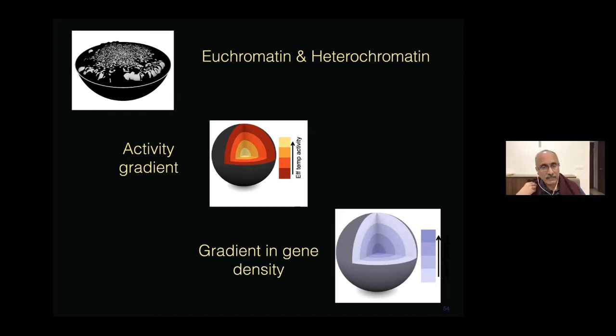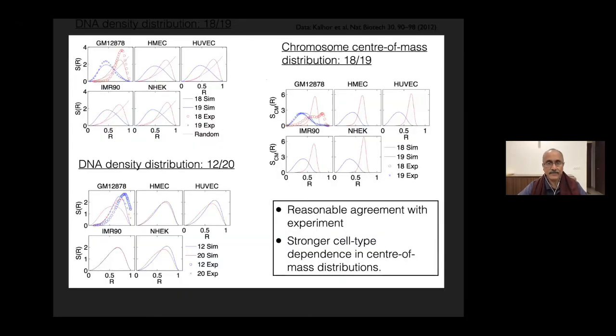You can look at the middle picture, which shows you the gradient of activity. The effective temperature is largest at the center and smallest towards the outside. That has a parallel in gene density, which is largest towards the center and lowest towards the outside. So you can see that averaging over many configurations of these in steady state generates the same sort of generic features that you see when you think about euchromatin, heterochromatin differences, gradients in gene density, etc.